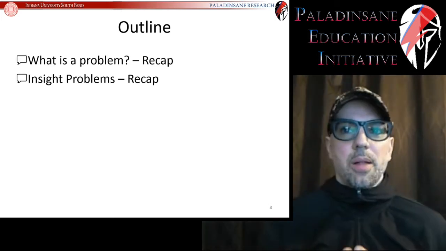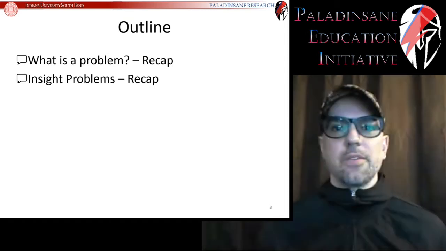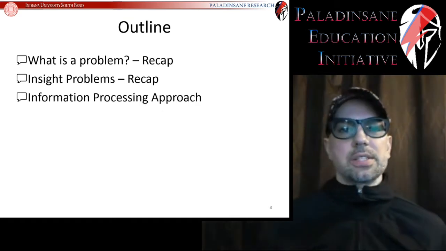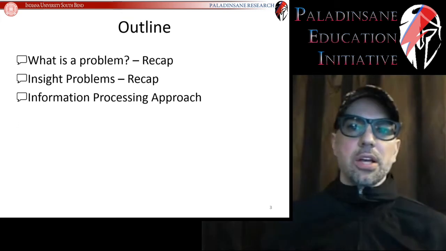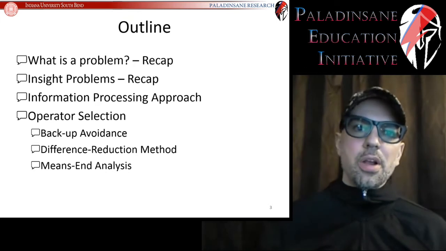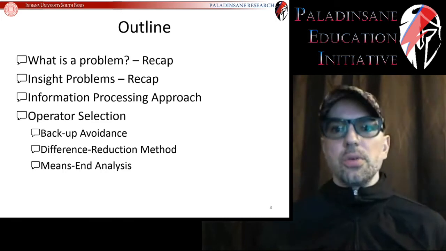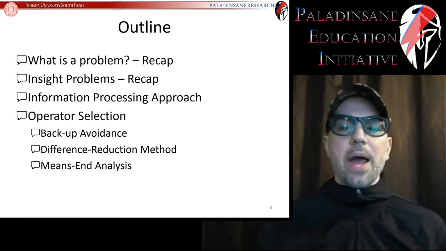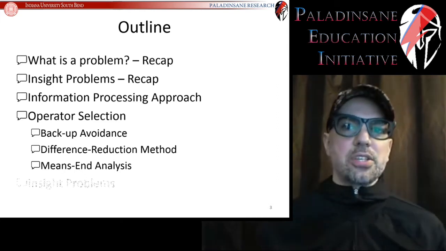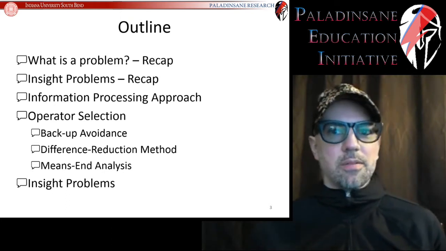because the information processing approach will be applied to insight problems to help us understand why something that has such a simple solution is oftentimes very difficult to figure out. So those we'll just recap in order to set up the information processing approach. So we'll take a look at that approach, and then we'll take a look at specific ways of solving problems according to the information processing approach, which basically boils down to operator selection. So we'll talk about backup avoidance, difference reduction method, means ends analysis, and then circle back to insight problems to understand what makes them so difficult to solve.